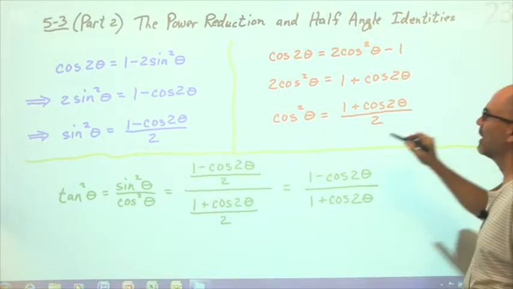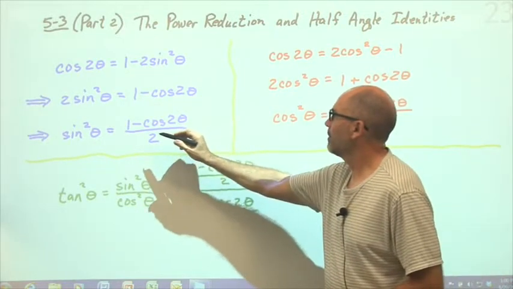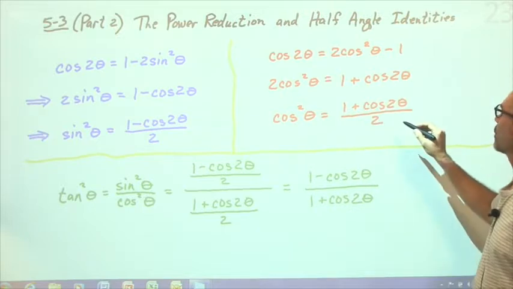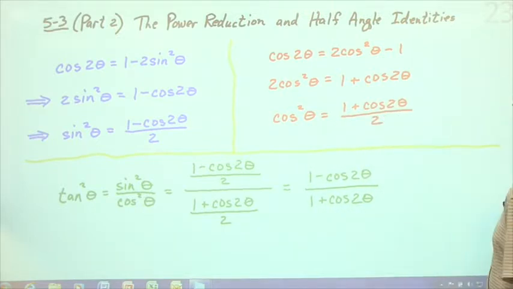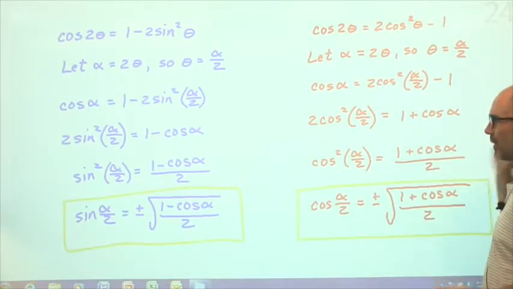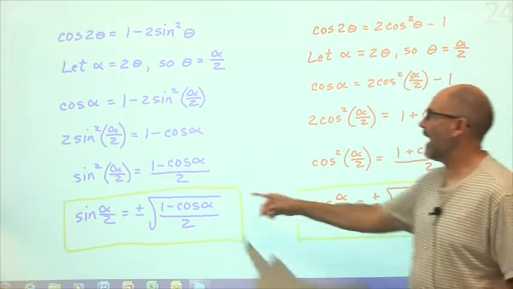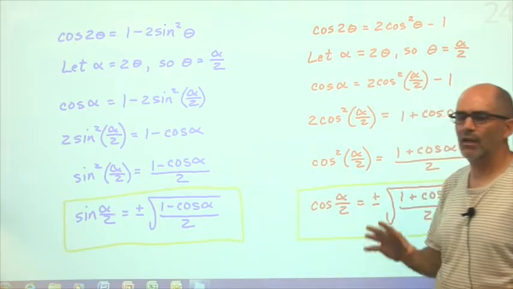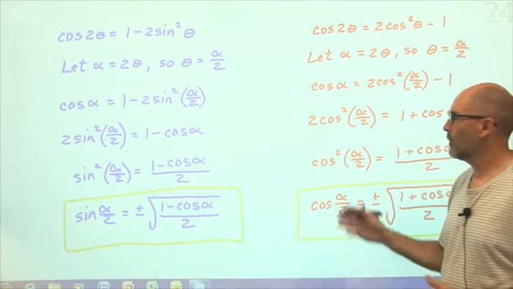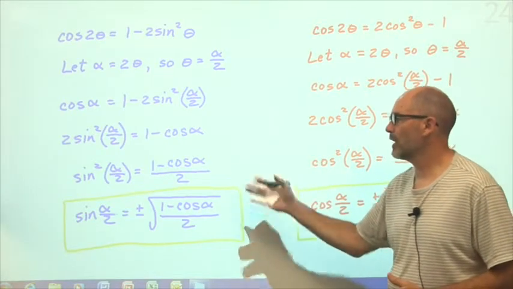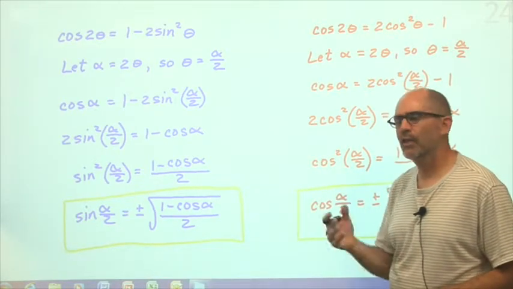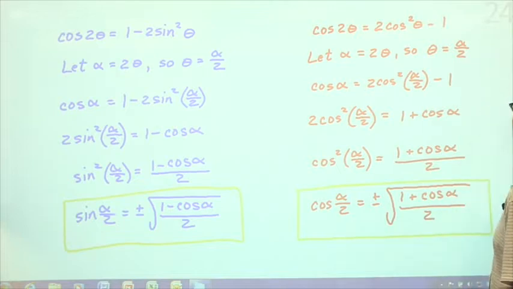Notice all we did here was take the square root of both sides. But this enables us to get half angles. We do know what the full angle is, but we don't know what the half angle is. So we'll do some examples, and you'll see what I mean.